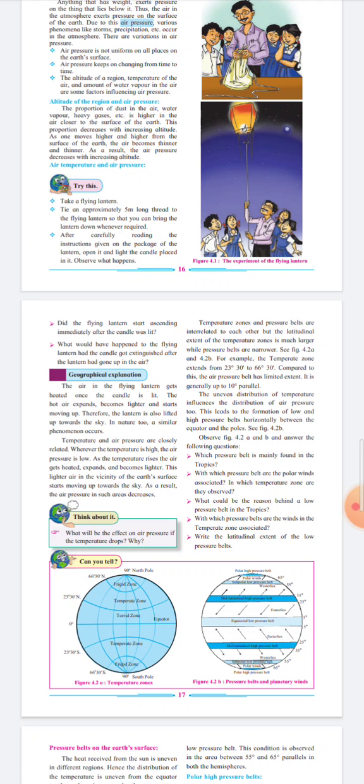Throughout the earth, temperature is not the same, means it is unevenly distributed. Let's study. Observe figure 4.2 A and let's study the temperature zones. So students, 23 degree 30 minutes north is the Tropic of Cancer. So 23 degree 30 minutes north to 23 degree 30 minutes south is the torrid zone. Torrid zone is the hottest zone. Temperature is very hot because sun rays are perpendicular. Straight sun rays are there.